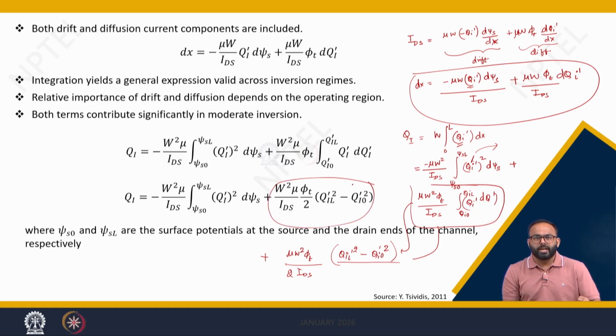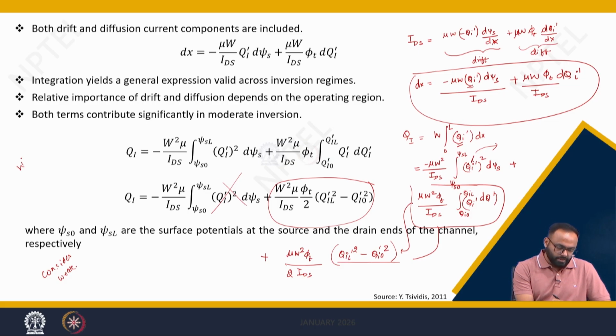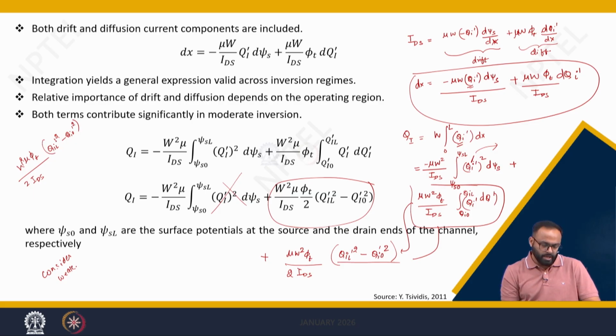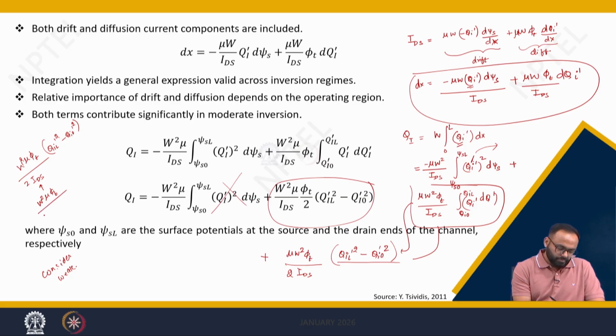Now let's do a quick check for this model. Consider weak inversion, right? If it is weak inversion, the right hand side or the first term will be negligible. In the right hand side or in the second term, W square mu into phi t divided by 2 times IDS into QiL dash square minus Qi0 dash square term is there. Now let's put IDS value for weak inversion. So this will give you W square mu into phi t divided by 2.